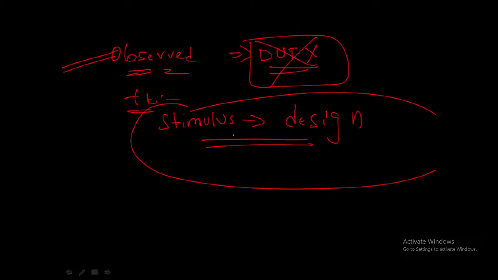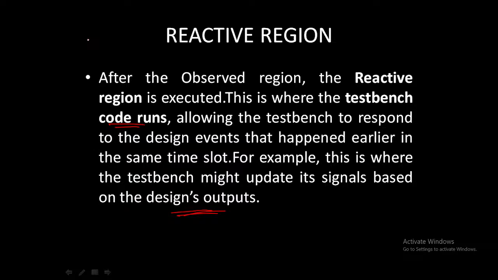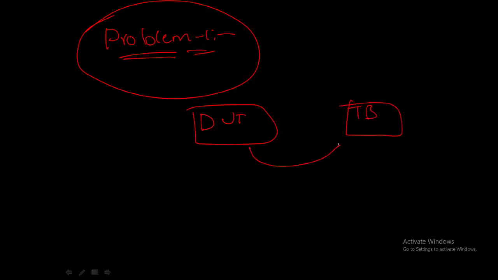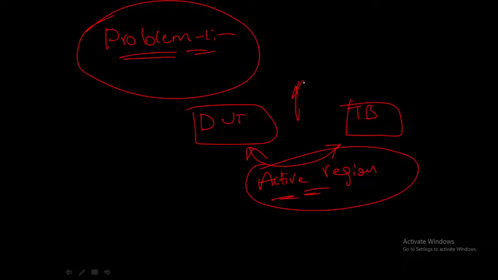So using this SV event scheduler, we are able to give the solution for our problem 1. What was our problem 1? Previously in Verilog, the DUT as well as our test bench were working in the same time slot. That is, in the active region they were working. There was no other region to work. Because of this, there was a race condition.